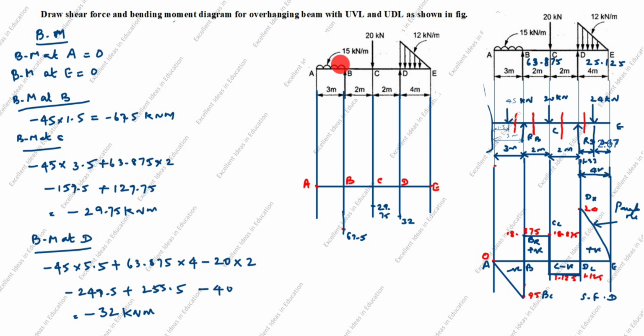You see this drawing, AB is in UDL. So UDL is parabolic. So we will draw this parabolic curve. Next is a point load. Point load is an inclined line. Join this. Next is also a point load. You can join. Next, you see this is UVL. UVL is a cubic curve. Cubic curve means you can draw this way. This is cubic. This is the bending moment diagram. So this all is negative.